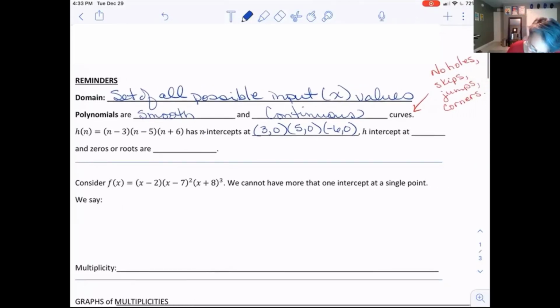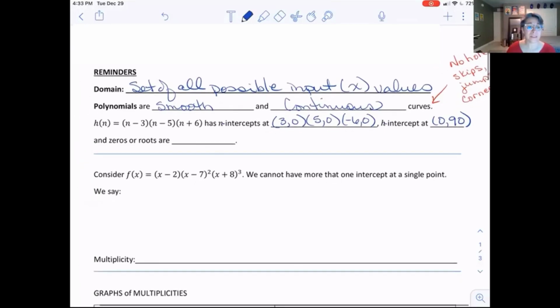And then the h-intercept, or our vertical intercept, is going to be at (0, 90). We plug in 0 for n, and when we multiply what's left on the right-hand side, the -3 times the -5 times the +6, we get 90. And the zeros, or the roots, remember, are just those x values, or in this case, the n values of -6, 3, and 5.